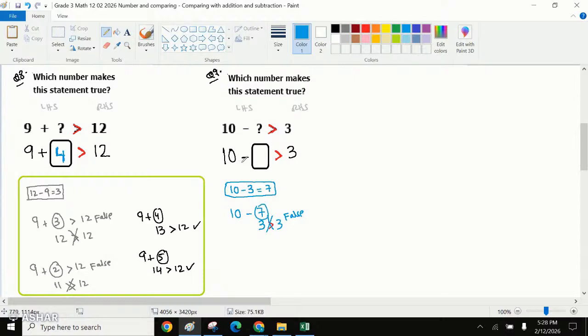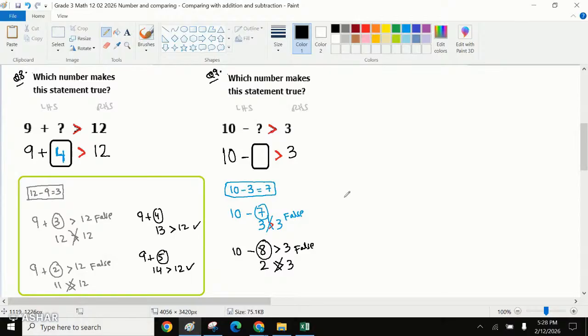Okay, let's take 8. So if I say 10 minus 8, is it greater than 3? 10 minus 8 was 2, which is not greater than 3. So it still is a false statement. We started with 7, we took an 8. 8 is not possible, right? We tried 8, 10 minus 8 is 2, and 2 is not greater than 3.